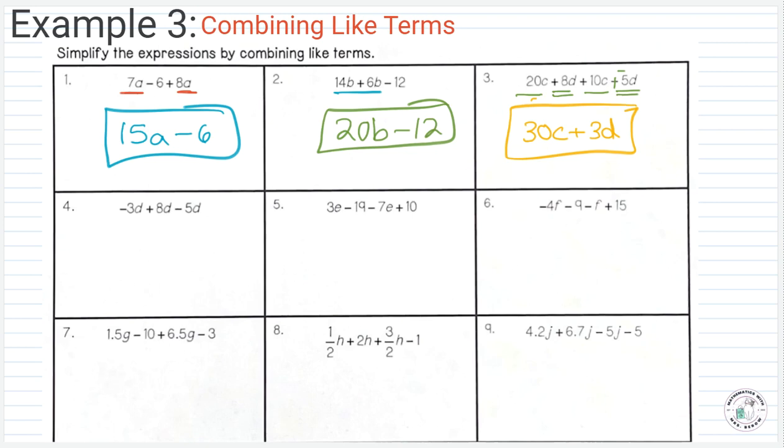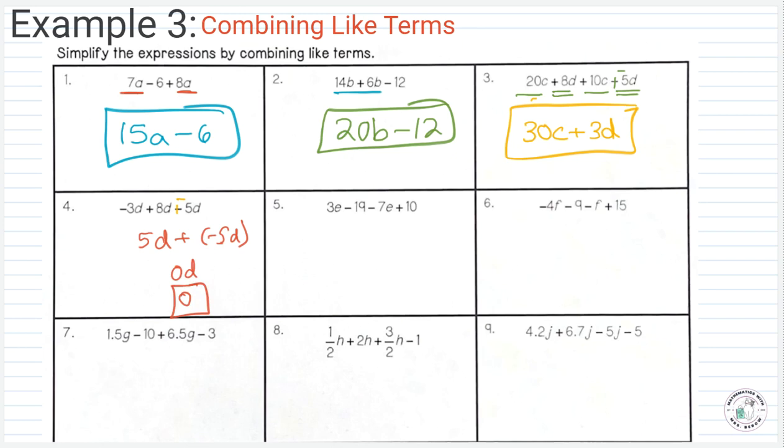Okay, moving on to number 4. We have -3d plus 8d minus 5d. So this one I'll go ahead and write this as plus -5d. And all of these are like terms. They all have the variable d on those variable terms. So -3d plus 8d would be 5d. So if we wrote this out step by step, we would have 5d plus -5d. Well, 5d plus -5d is going to cancel out. So some students will sometimes write 0d, but technically this is just 0. So you don't have to write the d next to it because 0 times anything is just 0.